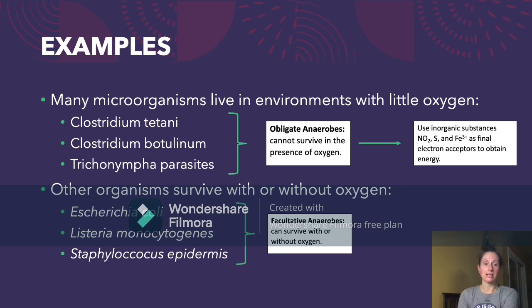Okay, and examples of microorganisms that use the various forms of respiration that we talked about. So we have Clostridium tetani and Clostridium botulinum. Both of those are bad for you. What's the word? They produce toxins that can kill you. So botulinum is the botulism bacteria.